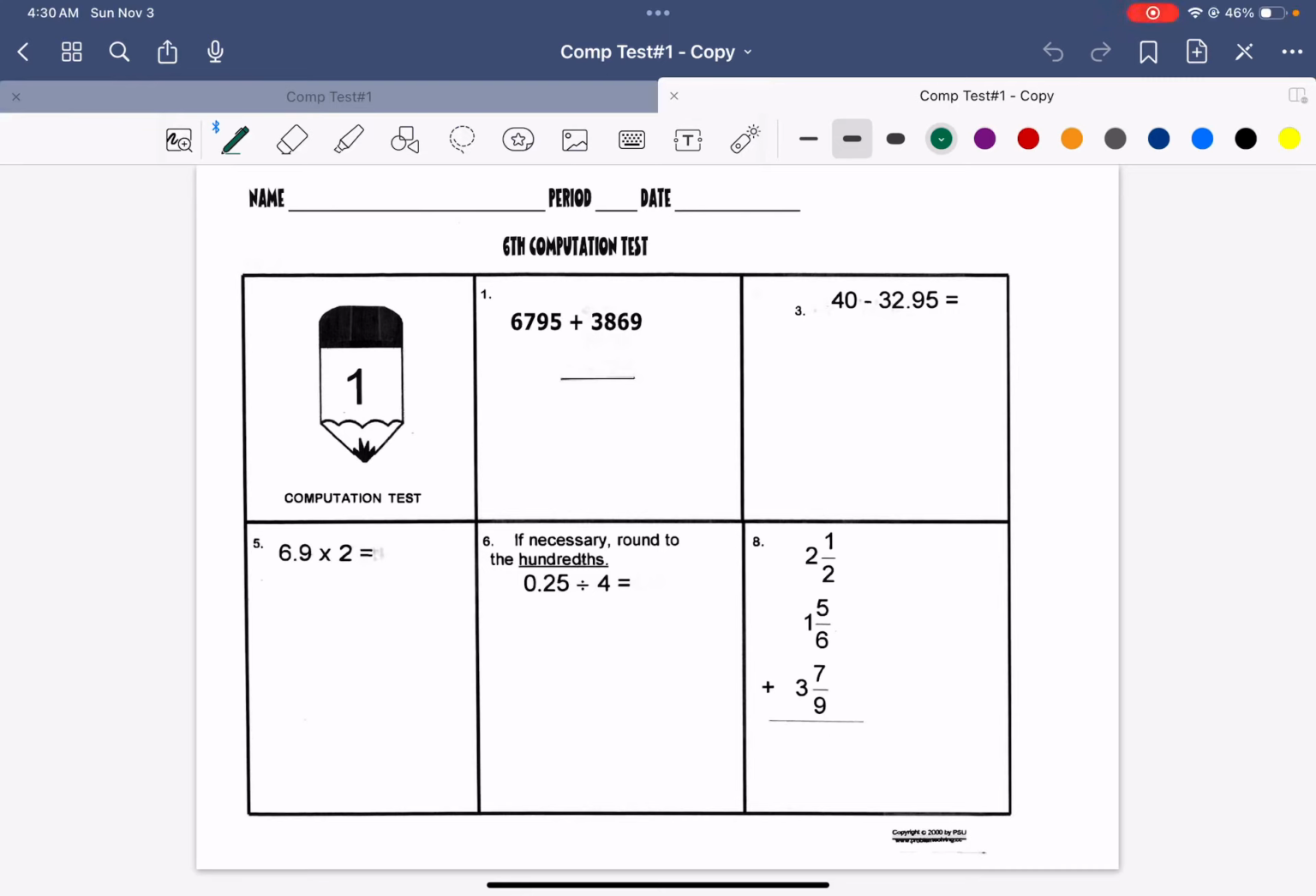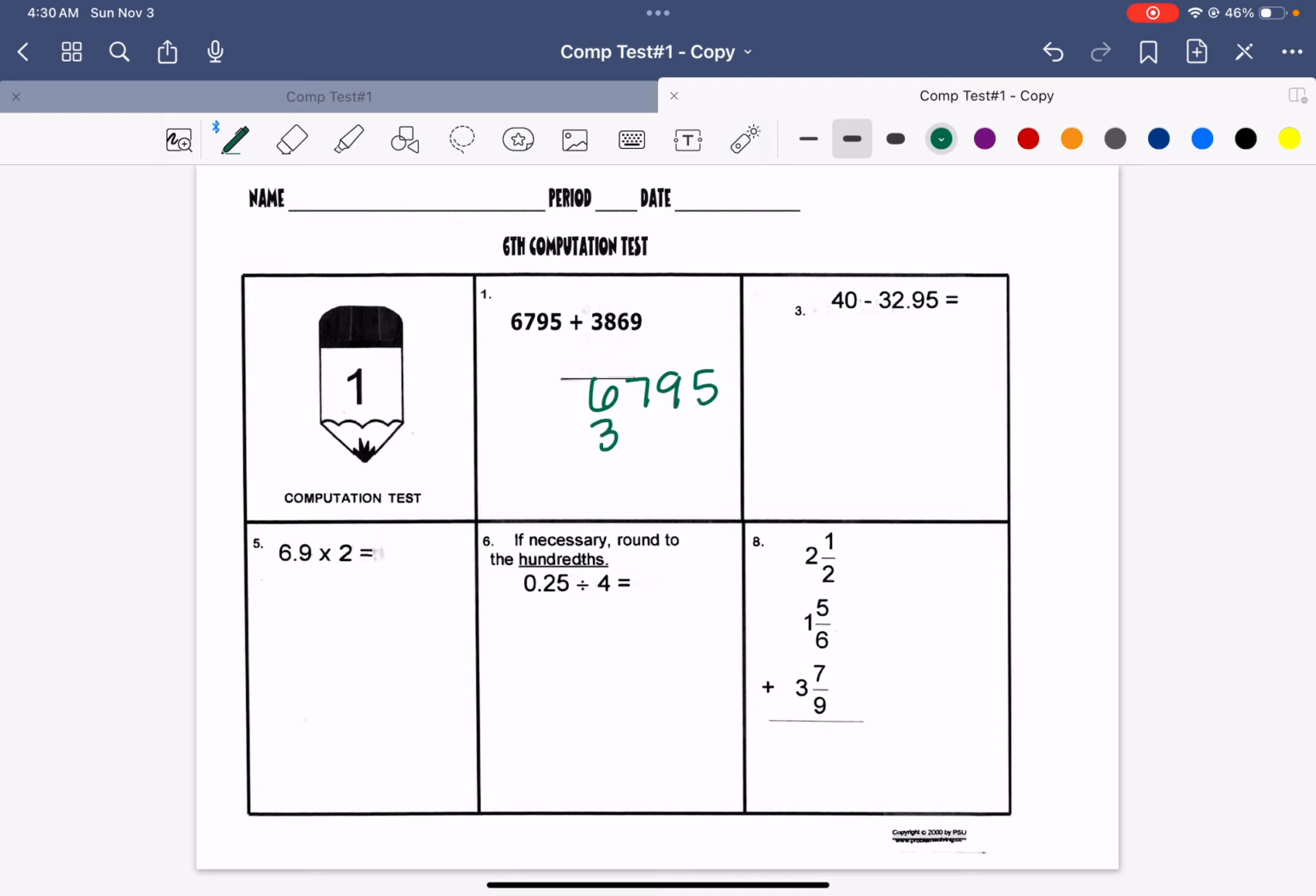All right, guys, I'm going to work out the 6th grade computation test. It's very similar to the 7th grade computation, and after this unit, they will all be the same, 6th, 7th, and 8th. All right, so for number 1, we're just adding whole numbers.